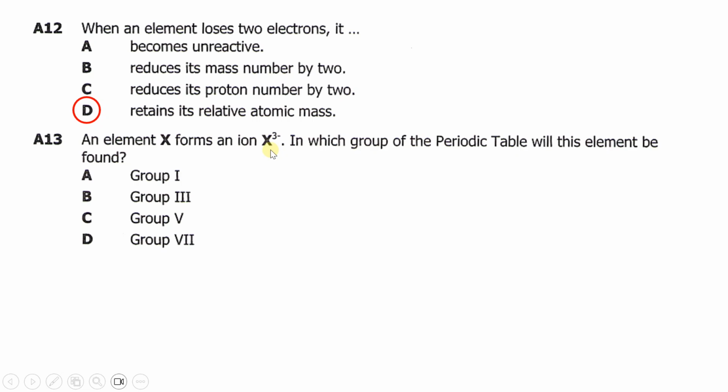So for it to have gained 3, it means it had initially 5 electrons. So to 5 electrons, you add 3, it becomes 8 for it to be full. Now since it has 5 electrons initially in the outermost shell, then it is in group 5, because the number of electrons in the outermost shell equals the group number in which the element belongs. So here the correct answer is group 5, which is C here.